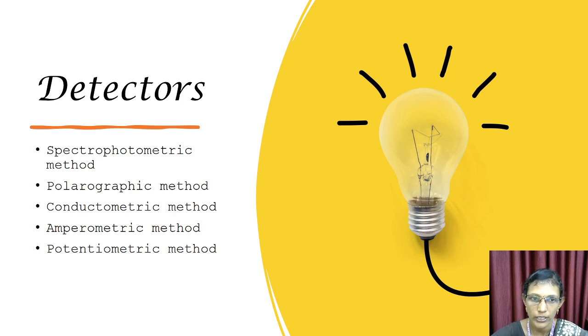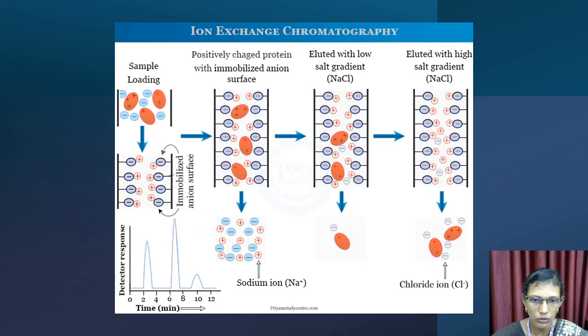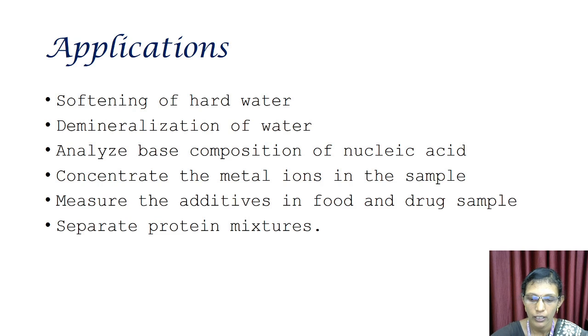The analysis is done by many methods: the spectrophotometric method, polarographic method, conductometric method, amperometric method and potentiometric method. Those are the methods used as detectors for the final analysis, and based on them we get our result. The opposite charges act as the adsorbent, and finally the sample will be analyzed.